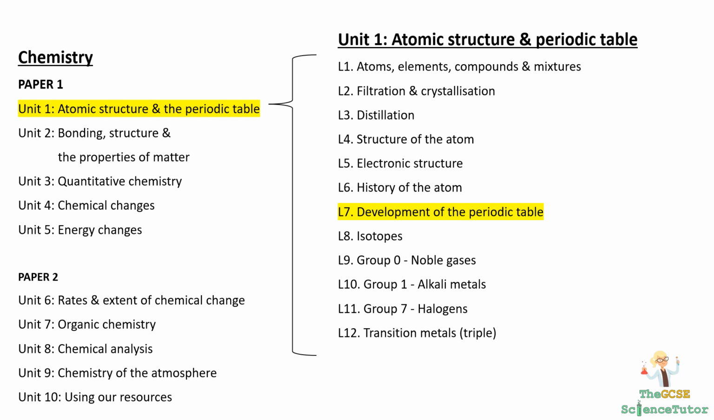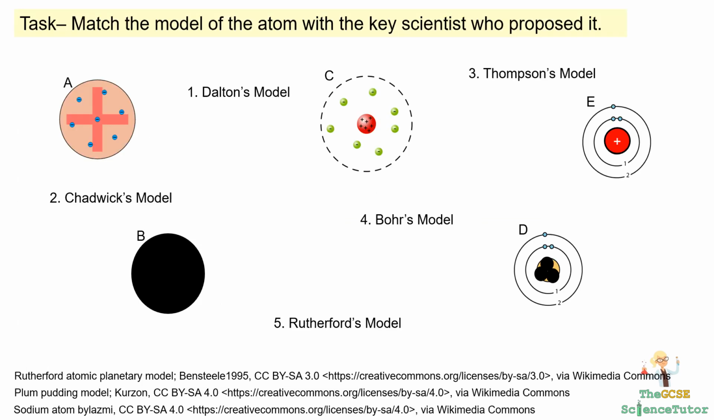Today we're looking at Lesson 7, Development of the Periodic Table. Now in a previous lesson we looked at the history of the atom and how the model of the atom changed over time with different technological and scientific advancements. So see if you can match the model of the atom with the key person that discovered it. Pause the video now and I'll go through the answers on the next slide.